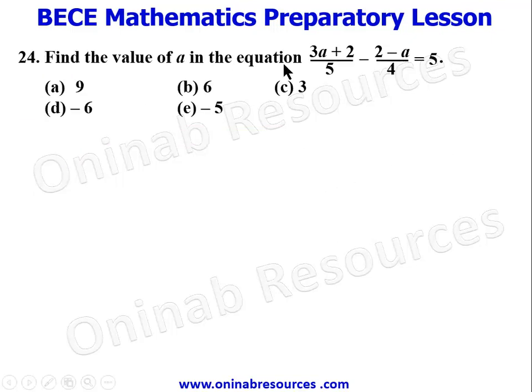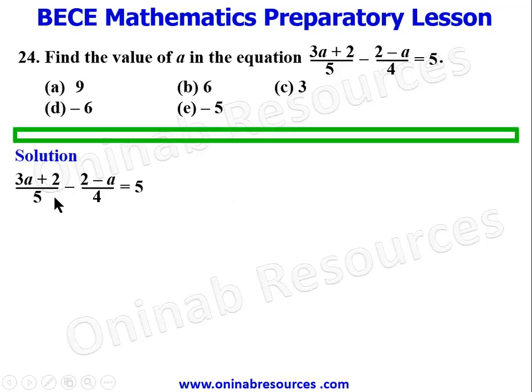Find the value of a in the equation (3a plus 2) all over 5 minus (2 minus a) all over 4 is equal to 5. To solve this problem, we need to remove the fractions, and to remove the fractions, we multiply every term by the LCM of the denominators of the fractions. So the denominators here are 5 and 4. LCM of 5 and 4 is 20. We multiply the whole of this by 20.